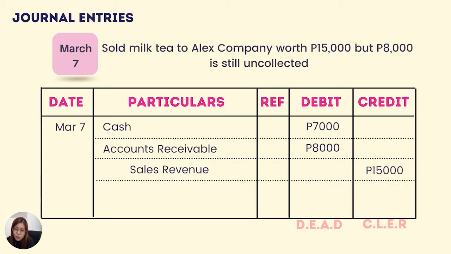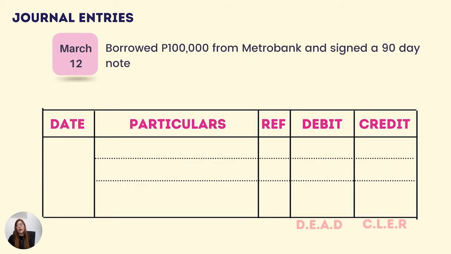Therefore, let's put the amount of cash of 7,000, dahil 7,000 lang daw yung binayad sa atin, and 8,000 for accounts receivable in the debit column. Now, let's put some explanation or narration of the transaction. Yan, nilagay ko na lang to record sales. And of course, PR, nilagay ko na lang J5 kasi ito yung fifth transaction natin.